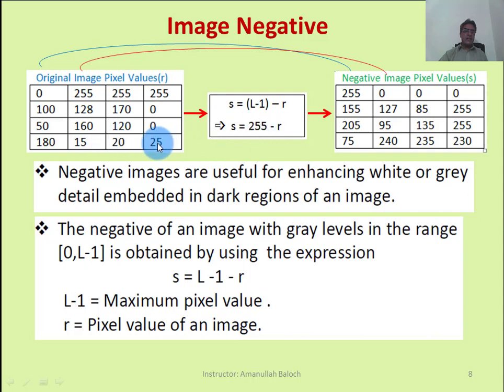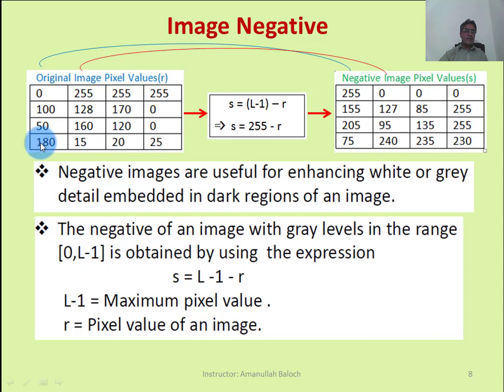You may see it here again. The third line's last pixel value is 0, and when we put 0 here, 255 minus 0 is equal to 255. S becomes 255, and in the output image the third row and the last column contains the 255 value. Here it is 0, while the transformed value is 255.